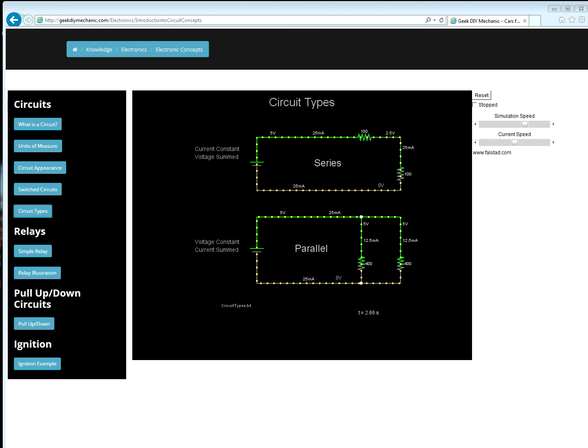I invite you to visit these pages and play with the circuits. I suggest experimenting on these circuits to hone these concepts in your mind. This short video briefly described concepts that are important to work on automotive circuits. Please consider this as a primer. I hope you use the resource section of this website to obtain a deeper understanding of automotive electronic concepts.